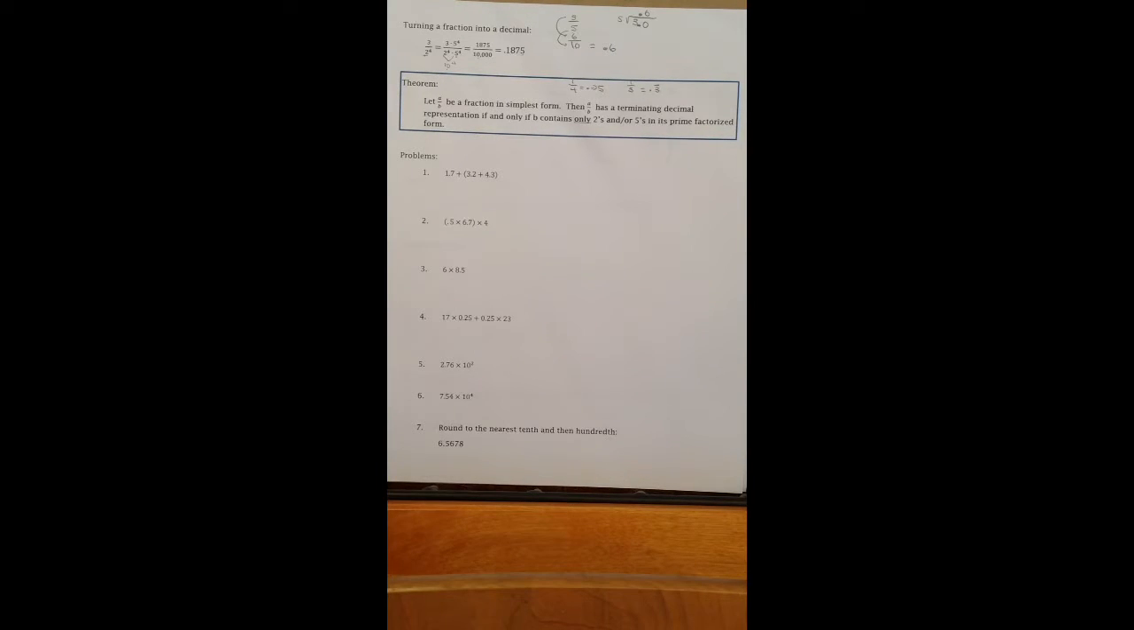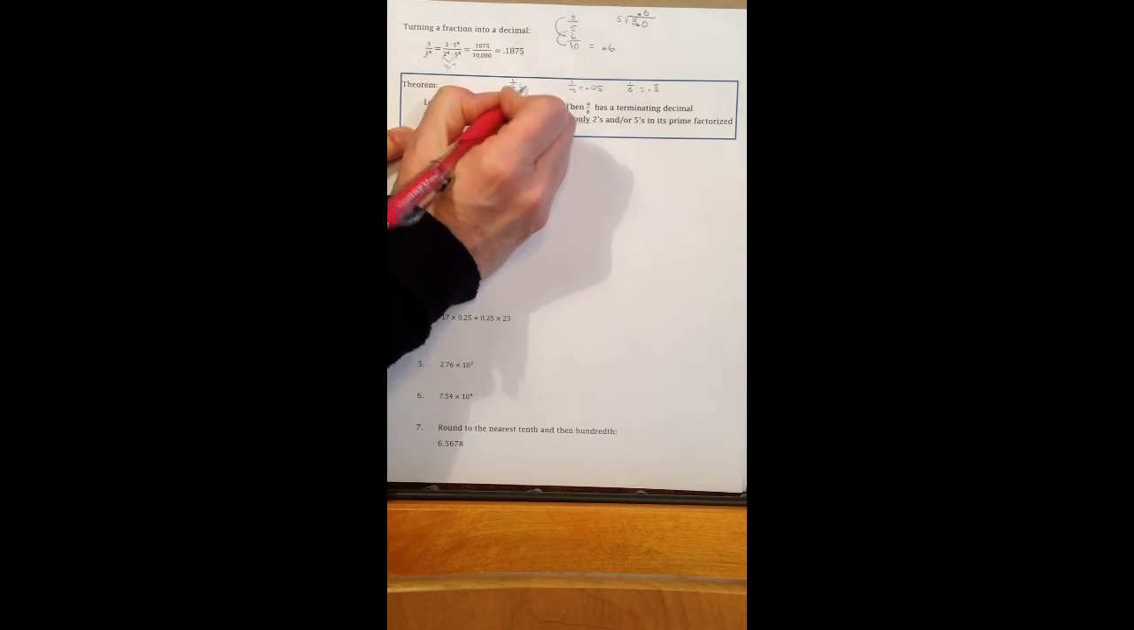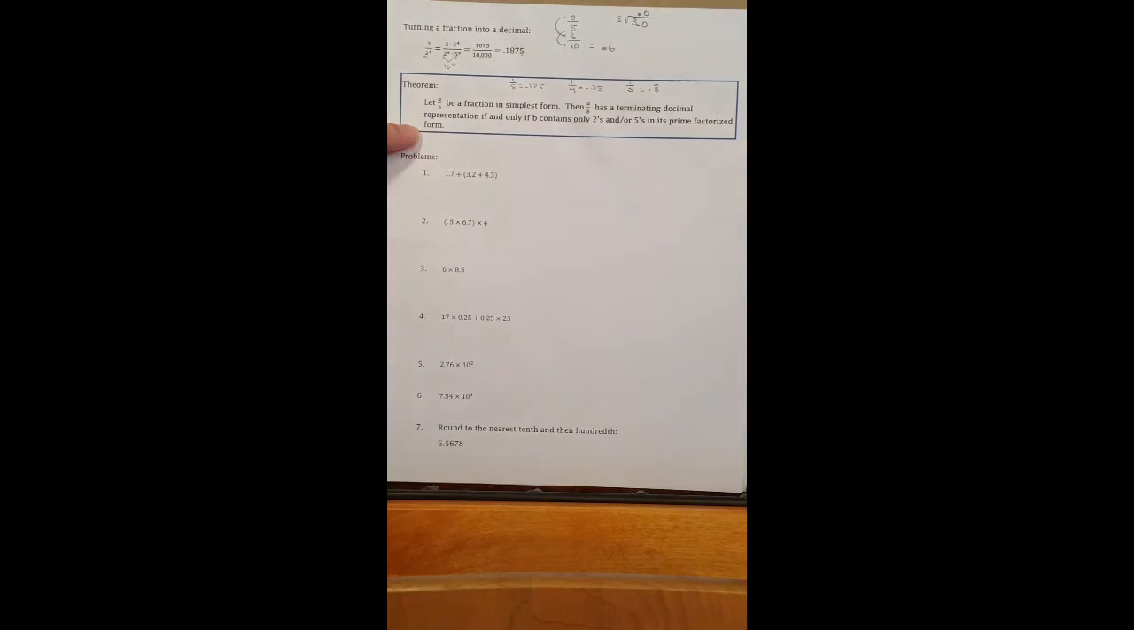So 1/4 is going to terminate, 1/3 is not going to terminate. 1/8 is 0.125. 8 is 2 to the third. It only has a factor of 2 in the denominator. So that's a quick way that you can tell whether a fraction is going to terminate. Just look at the denominator in prime factor form.